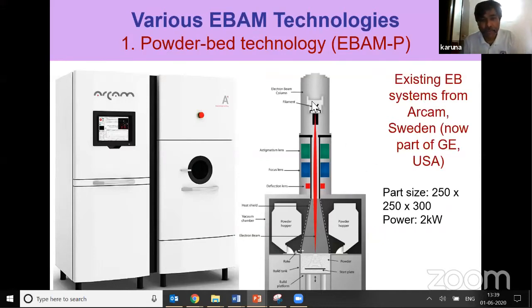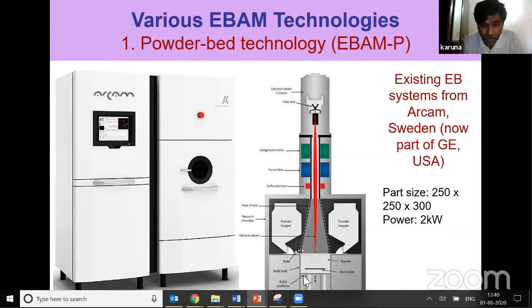Okay, so electrons are emitted, and this is the vacuum chamber. This vacuum chamber is maintained at 10 power minus 5 to minus 6 millimeter of mercury vacuum. And then here you have two containers. These containers are filled with metal powder.